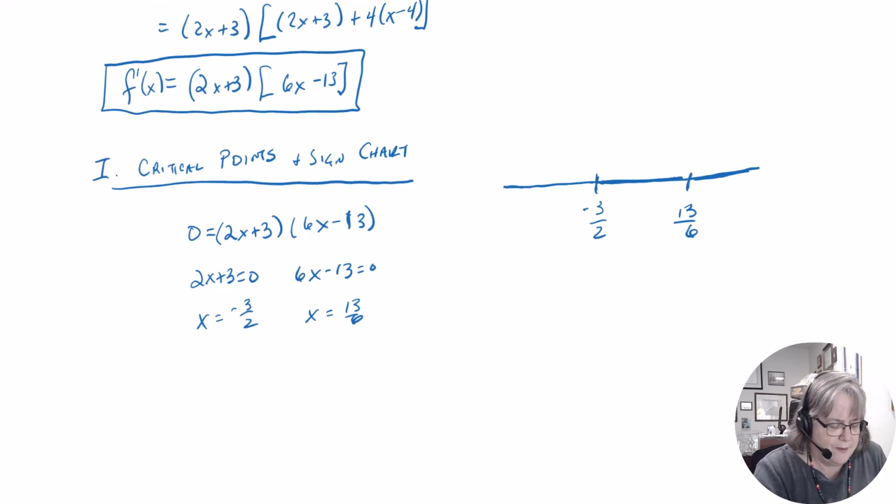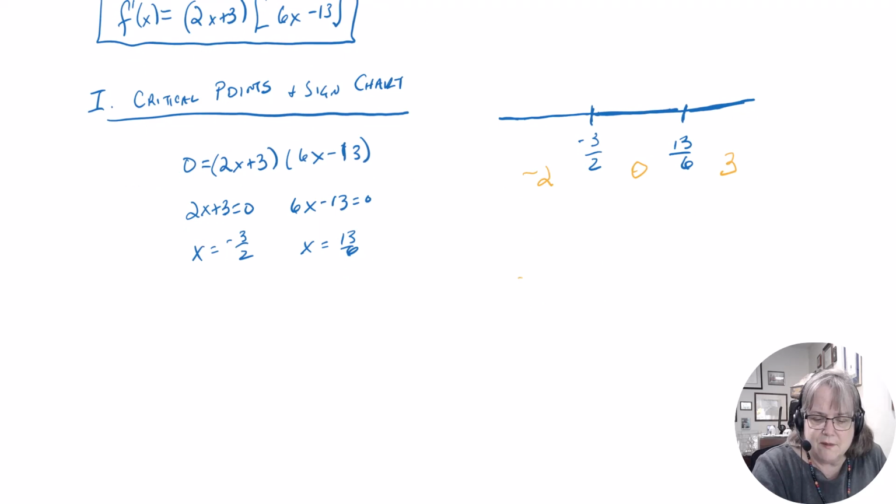And you would use a test point. Excuse me. You would use a test point to the left of negative 3 halves, so that's negative 1 and a half, you could use negative 2. Between negative 3 halves and positive 13 sixths, I love 0 because the math is much easier. And then on the right of 13 sixths, that'd be like, it's a 2 and a 6, so maybe 3. Okay, so those could be your test points. And so what you would do is, remember, you would generate some sort of a, sometimes maybe you could do these in your head.